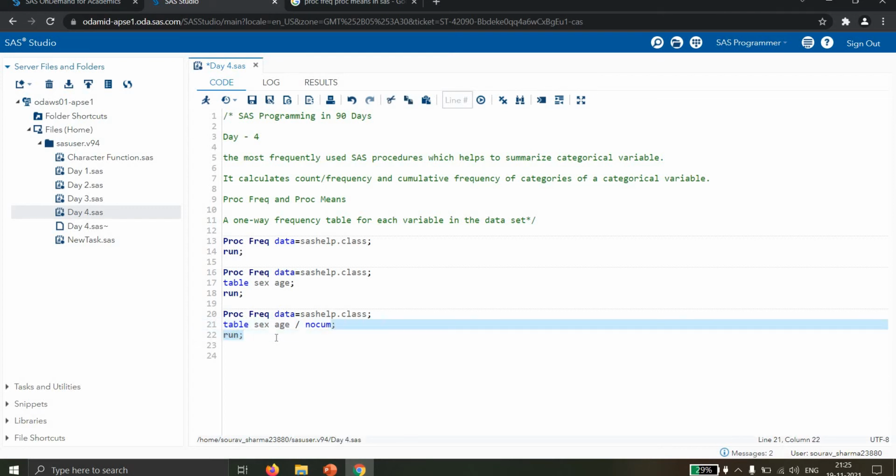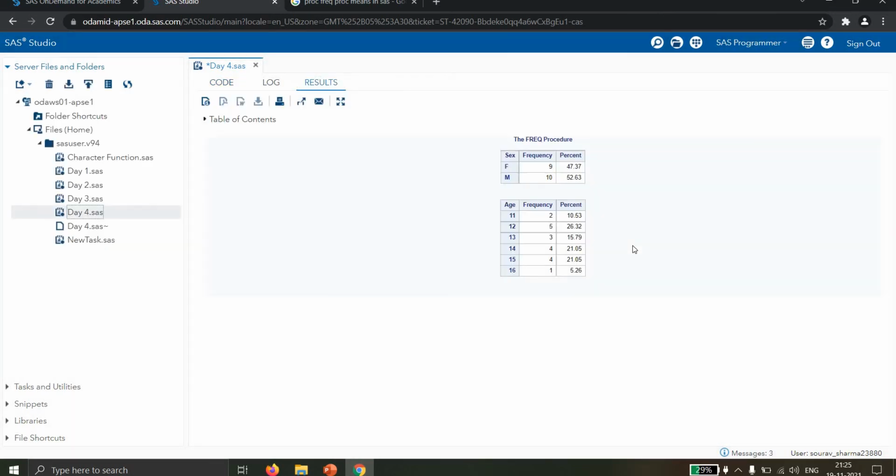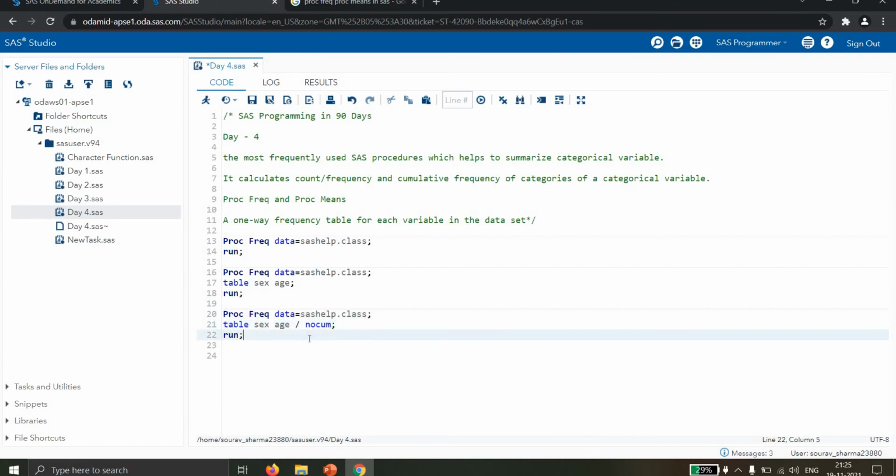Now if I run this, you can see only the frequency and the percentage are there. No cumulative frequency and cumulative percentage. So this is the benefit. This is how we get only whatever we are looking for, the exact answer. You need to write it like this if you are looking for no cumulative frequency.